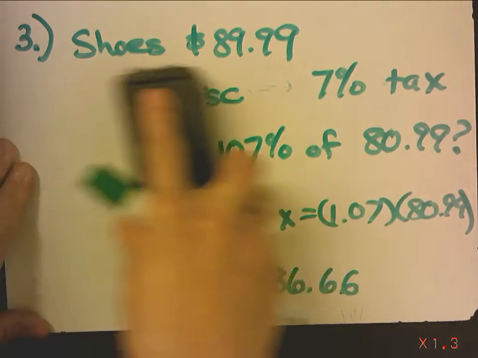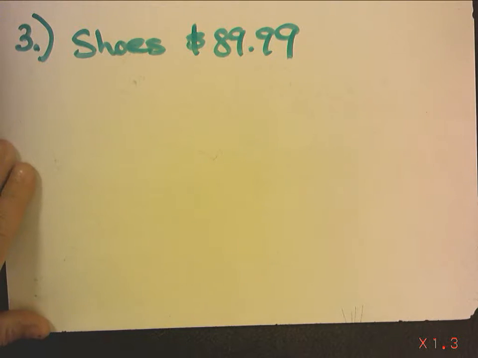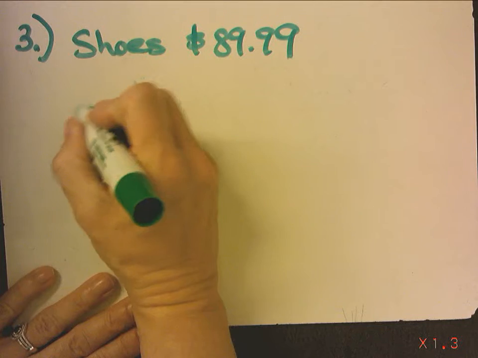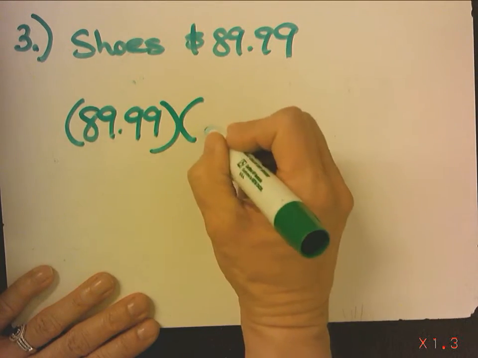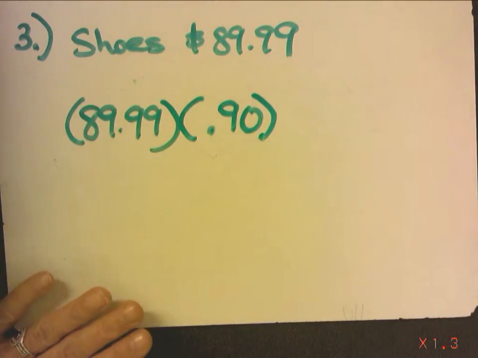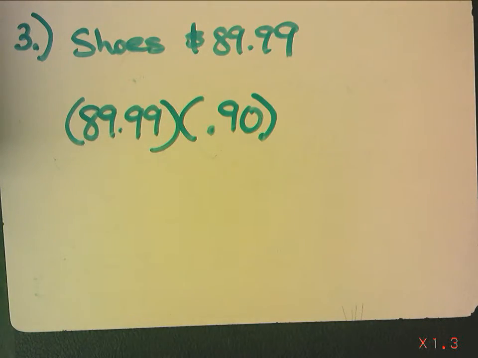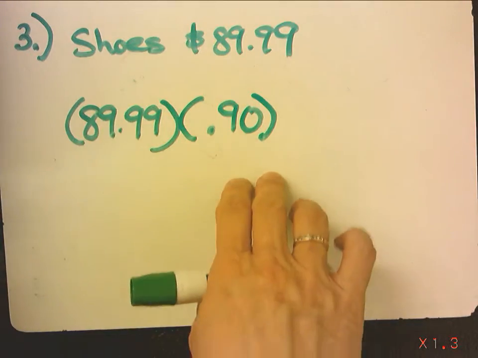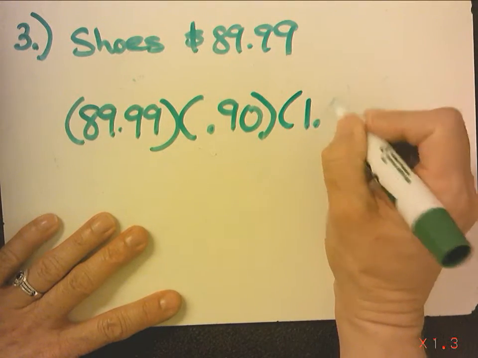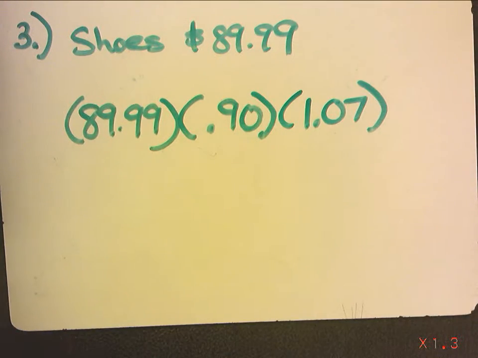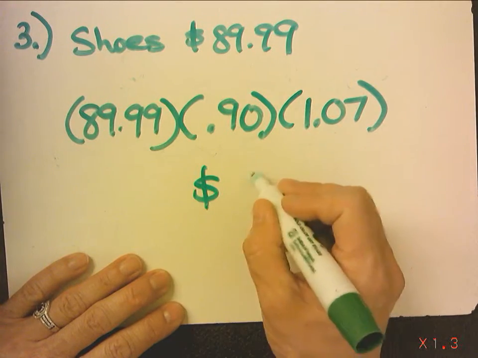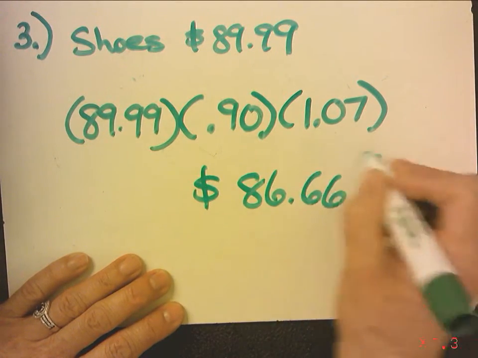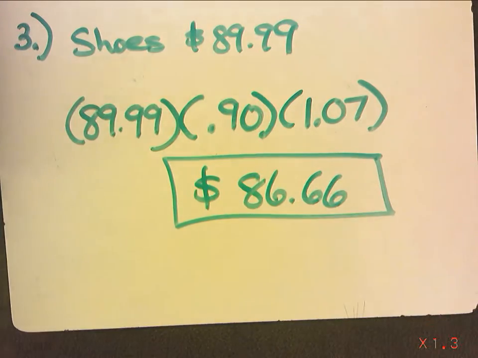Now, I'm going to show you another way, and this is the way I would do it, and it's the quickest way. I say $89.99 is the price I'm starting with. I'm only paying 90% of that because I'm getting a 10% discount. But then once I apply my discount, I have to pay 107% of that because I have to pay sales tax. Now, if you put this in on a calculator, you get 86.66, and that was much quicker.